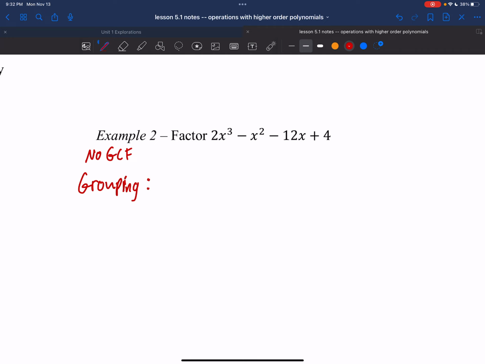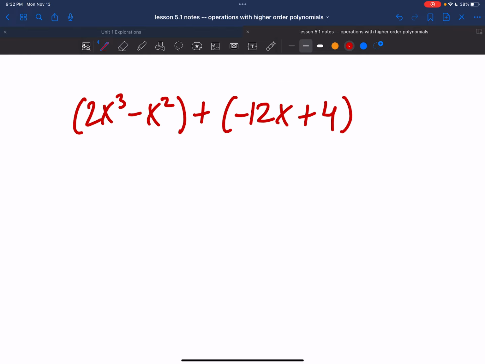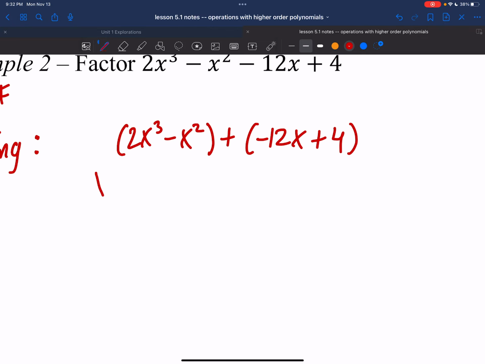If I group this, I get 2x cubed minus x squared plus negative 12x plus 4. Let's do GCF from there. Well, that has x squared in common, and this is 2x minus 1. And then, let's see, negative 12x, that looks like they have a 4 in common. In particular, negative 4, so negative 4 times 2x, no.